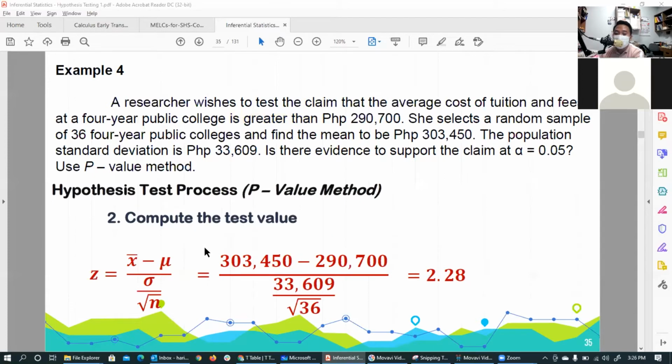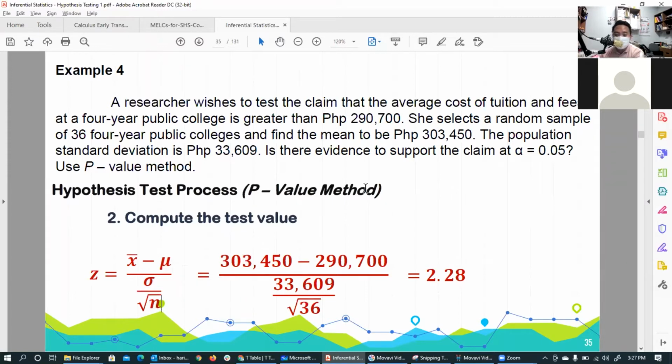Here, compute the test value. So guys, I hope you can identify these. Again, this symbol is a sample mean. This symbol is a population mean. This circle with a tail on its head is the population standard deviation. And this n is the sample size.